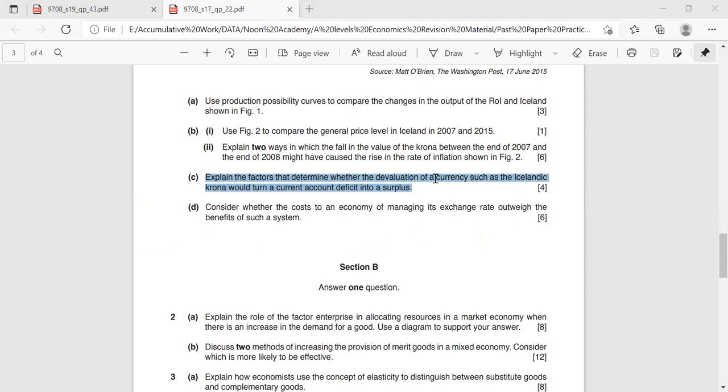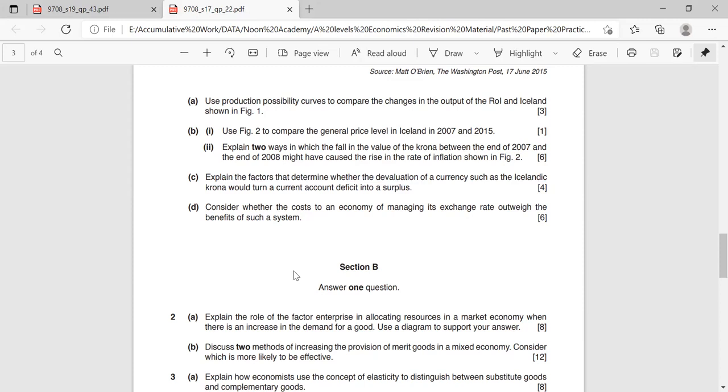Have a look at this question one more time. Explain what factors determine whether devaluation of a currency, such as the Icelandic krona, would turn the current account deficit into a surplus, right? So for that, you were supposed to say that firstly, you explain the Marshall-Lerner condition.